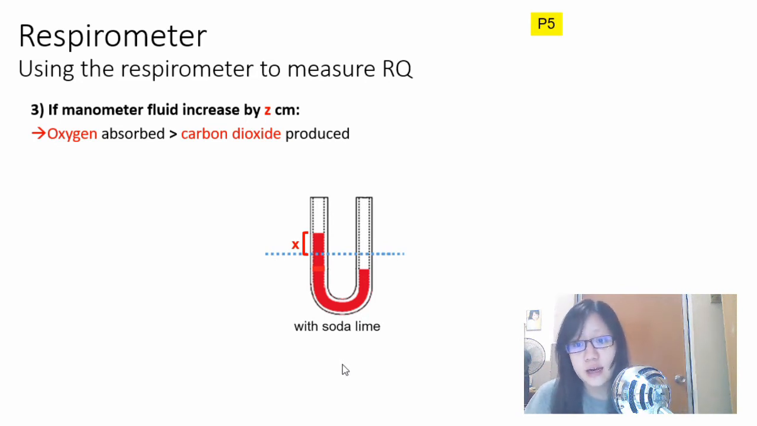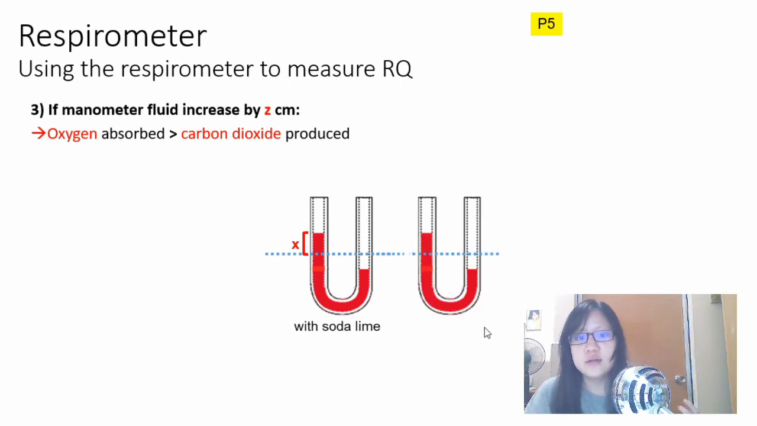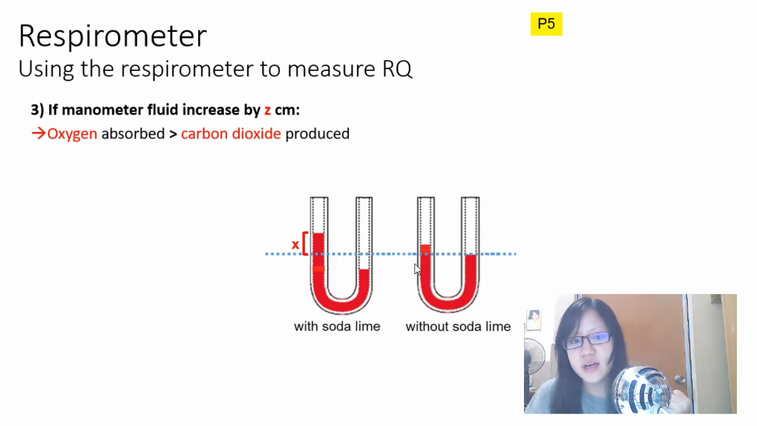But without soda lime, we know that this is what happens when the organism breathes in. So this is the volume that it breathes in. And when it breathes out, you realize that it drops a little bit. So it only drops here. It doesn't drop all the way, it just drops here. So it's a little bit higher than the original blue color line here.